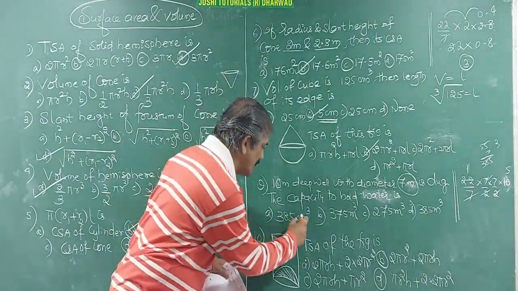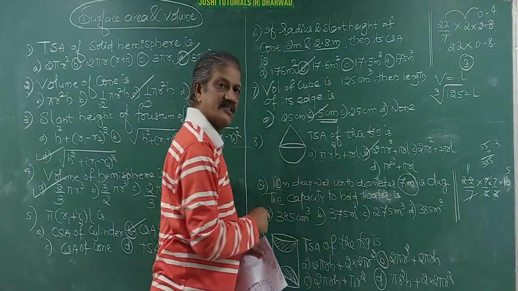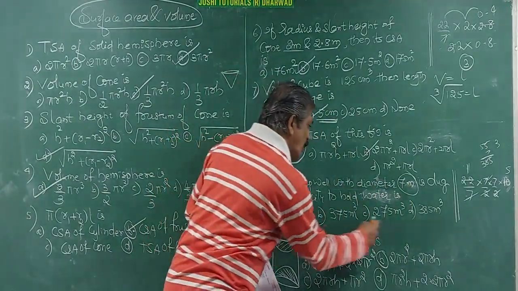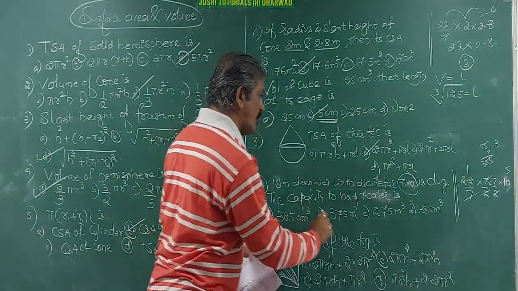You watch carefully. Centimeter cube is not meter cube, because these two are in meters. For these two, they are not the answers according to the formula. Then you must think of D.